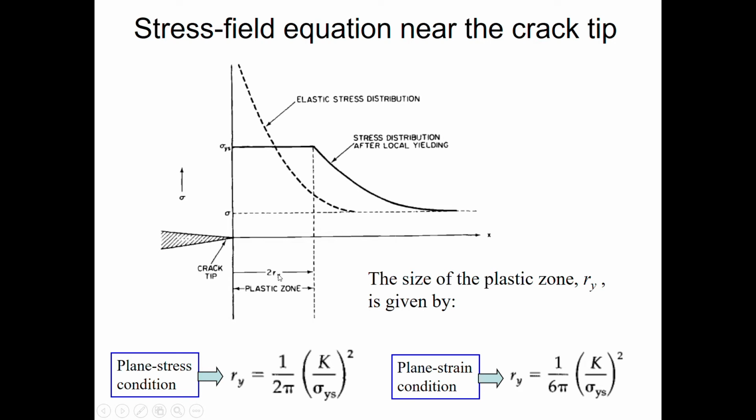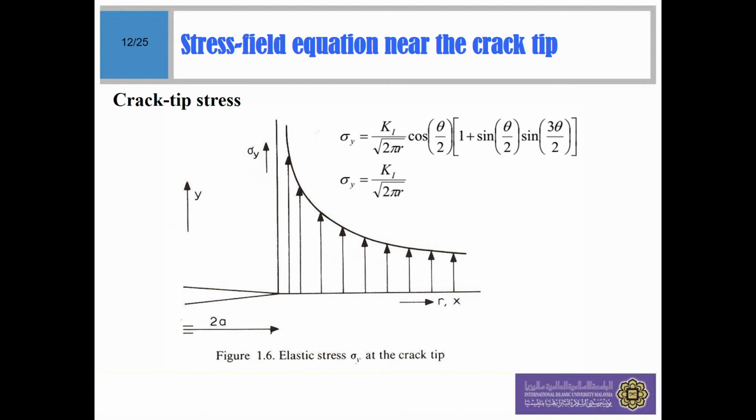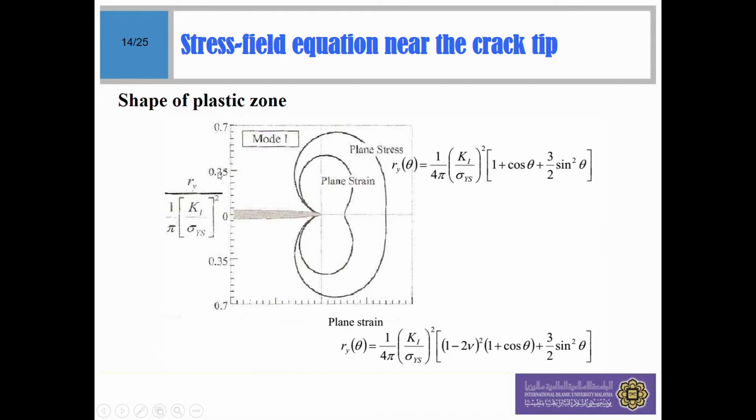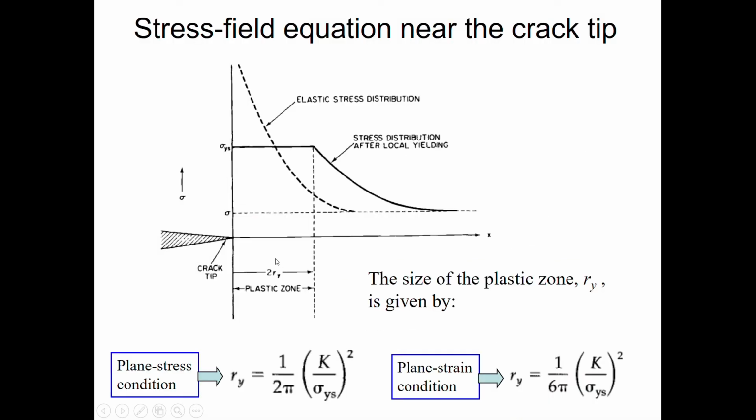Okay, once you determine the value of Ry in this case, you can determine the plastic zone like we have covered in this slide. Rp here. Okay, once you get this, you can plot how much is the elastic stress distribution, and then the stress distribution after local yielding.